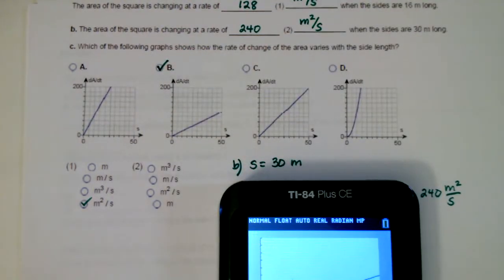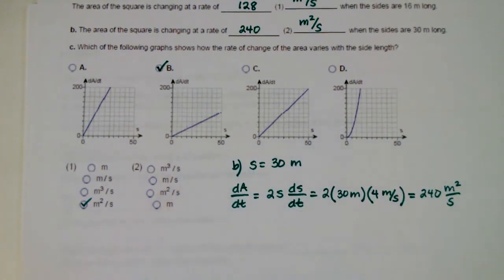So I'm picking that graph as the graph that best fits the rate of change of the area varying with the side length. Okay, so that's how we do one of those related rate problems here.